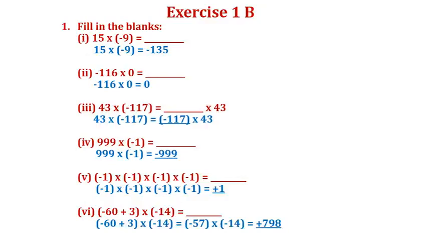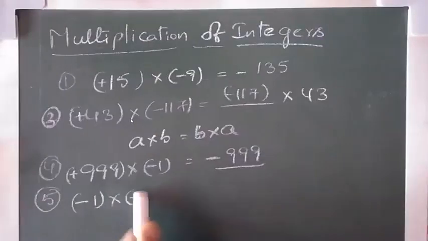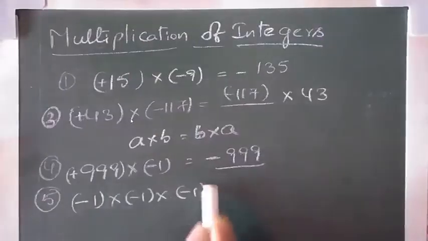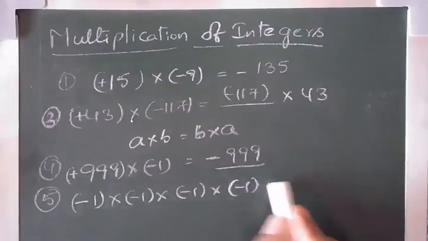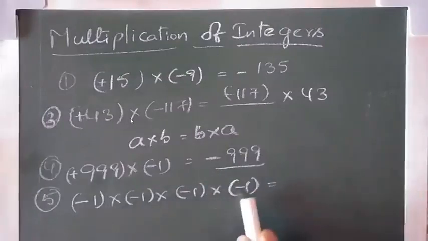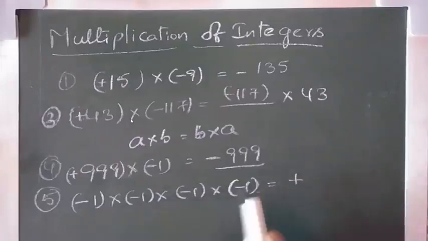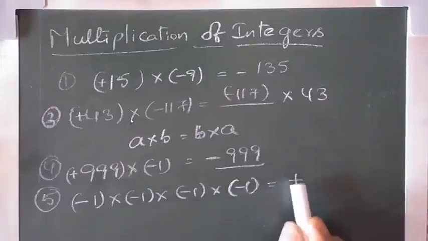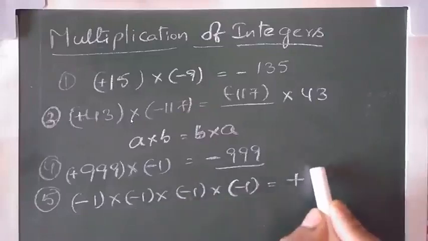Here, this is an important problem, where minus 1 is multiplied 4 times. See here, minus 1 into minus 1 into minus 1 into minus 1. Here you have to remember that if you multiply an even number of negative numbers, you will always get a plus sign in front of the answer, and you just write 1 1s are 1, 1 1s are 1, 1 1s are 1 only here.